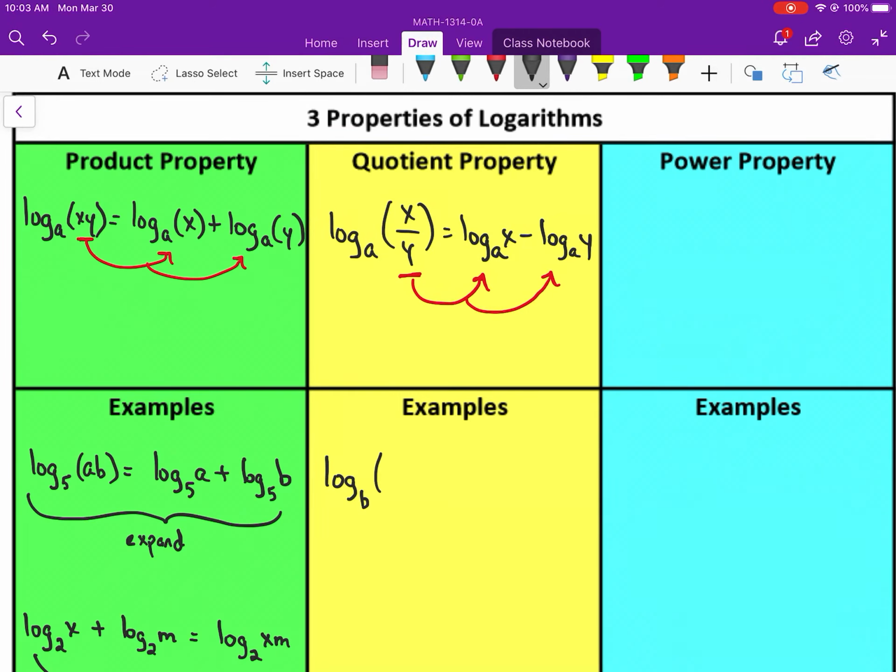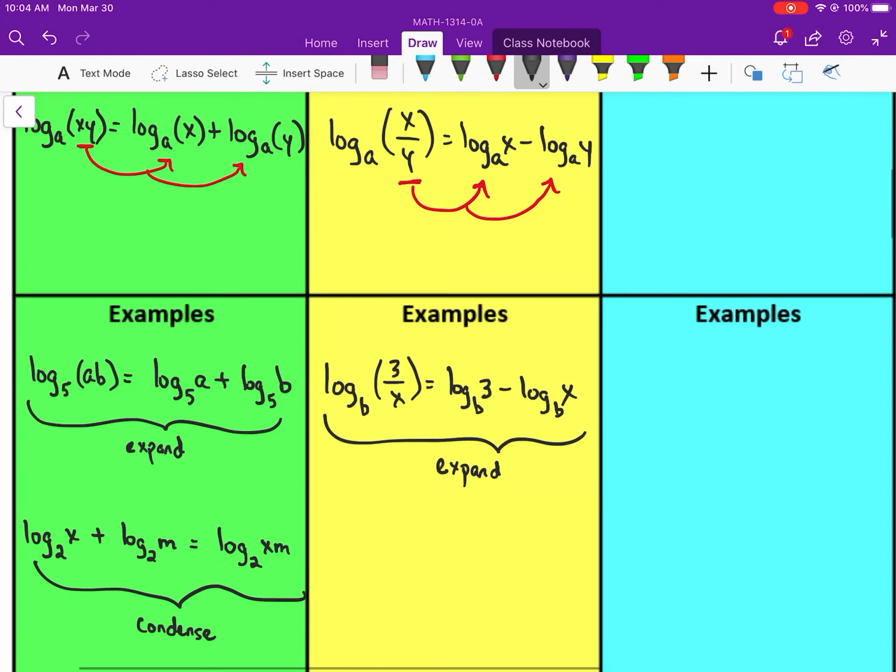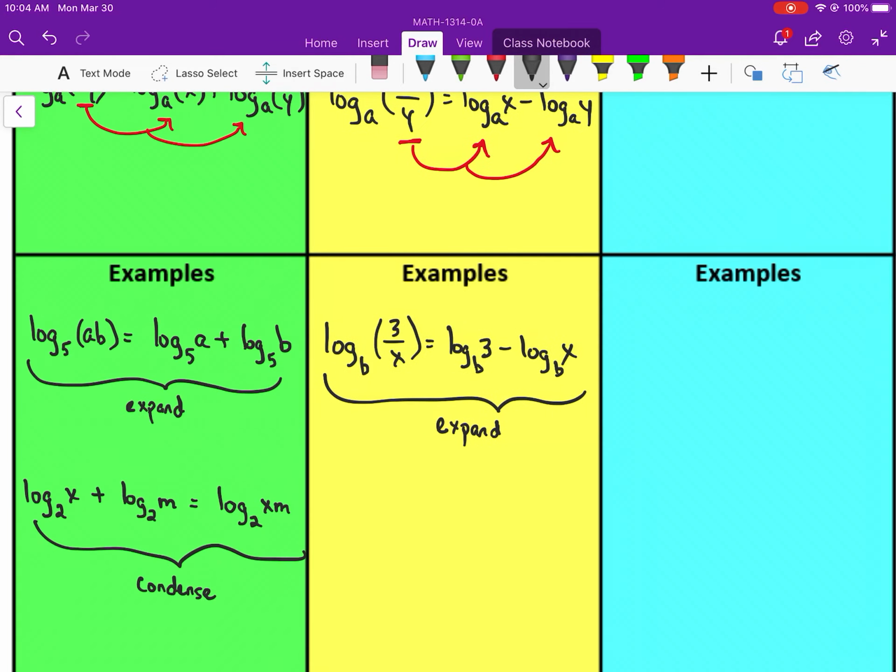All right, let's look at an example of each. So if I have log base b of 3 over x, this is going to equal log base b of 3 minus log base b of x. Again, this is an example of expanding. When I expand, I'm going to have to write my log more than once. When I condense, I only want to write my log one time.